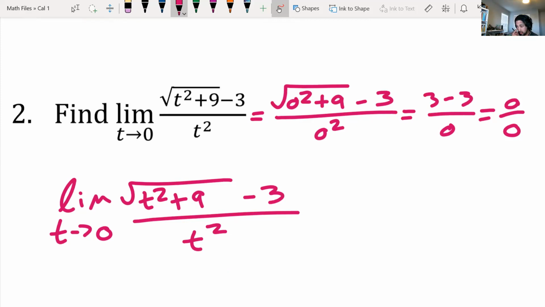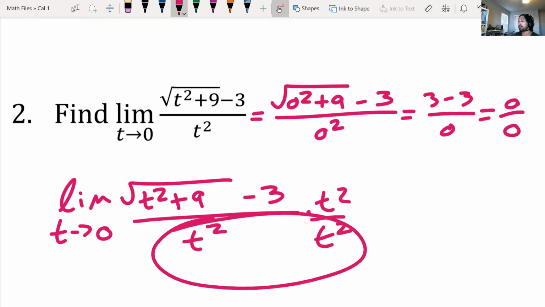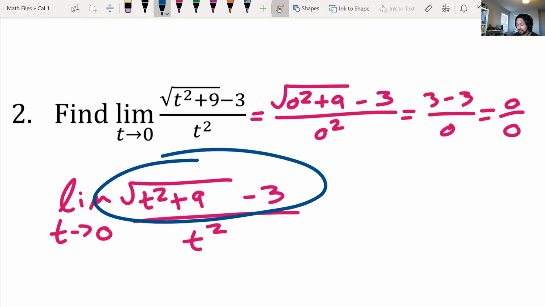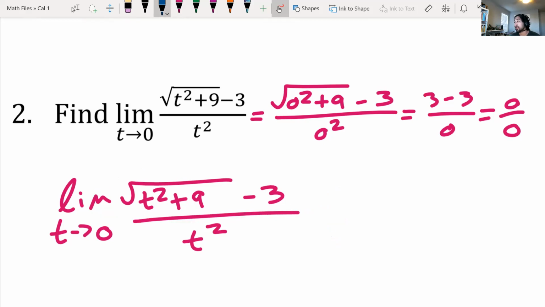Multiply the top and bottom by t squared. Close. But if I multiply top and bottom by t squared, this is now going to become t to the 4th. Multiply the numerator. Conjugate. There you go. Multiply the conjugate. So we're going to multiply this by the conjugate of the numerator.